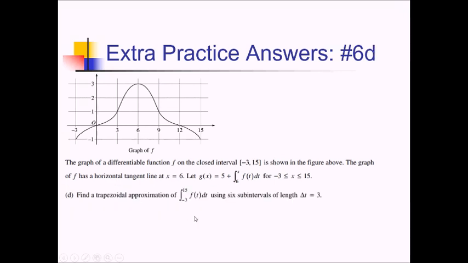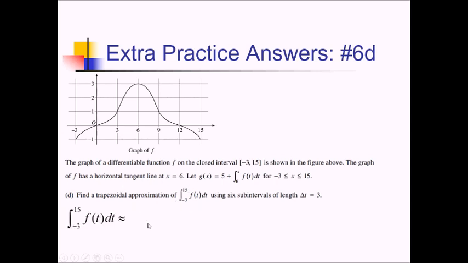For this last part of the problem, they want the trapezoidal approximation of the integral from -3 to 15 of f of t dt, with 6 subintervals, each of length 3. They needed to tell you this because they didn't say 6 equal subintervals, but they're all going to be an equal length. So looking at our graph here, using our trapezoidal rule, we can say that this is approximately equal to the following.